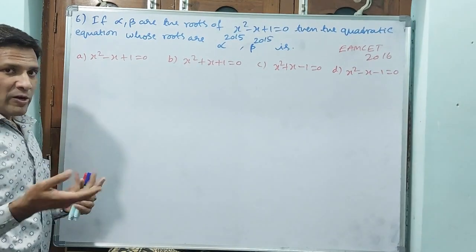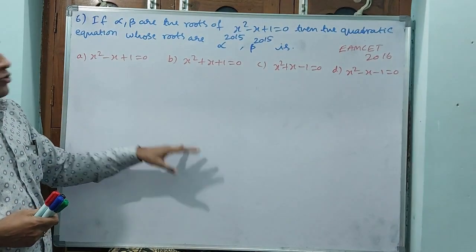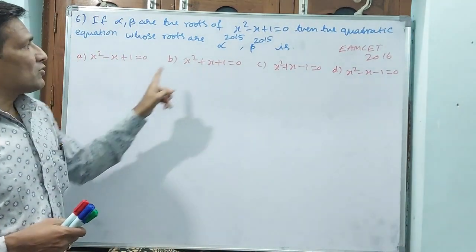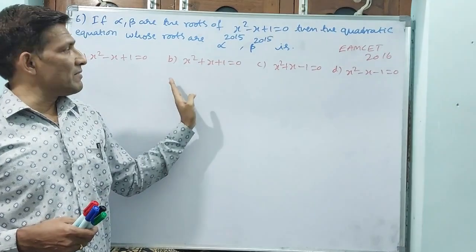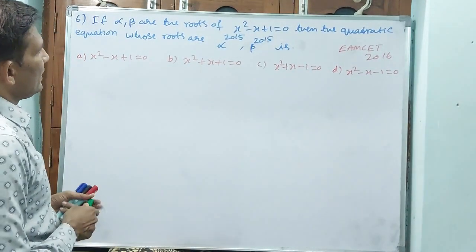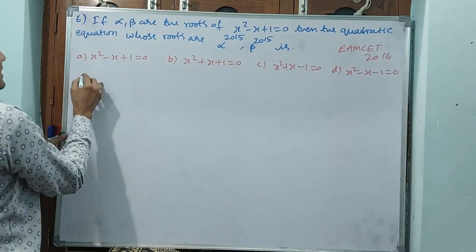Okay? A certain value will come. Those values you have to apply for these 4 equations. Whichever equation is suitable for these values, that will be your answer. Okay, let us proceed then. First, to find alpha. See what I am writing.